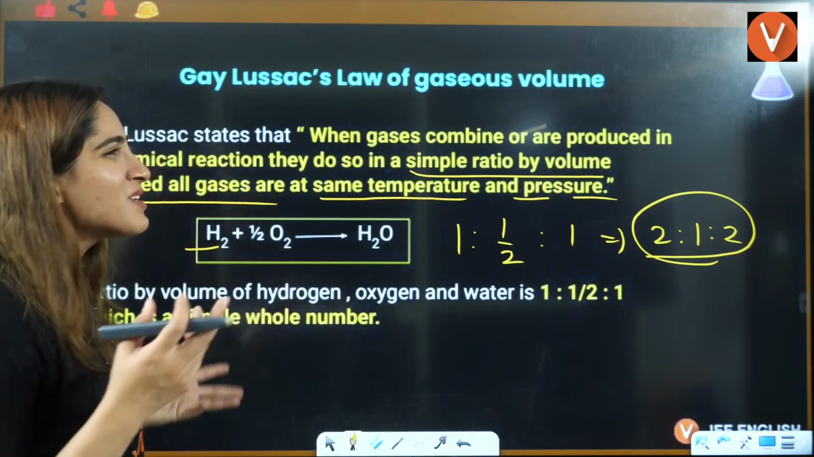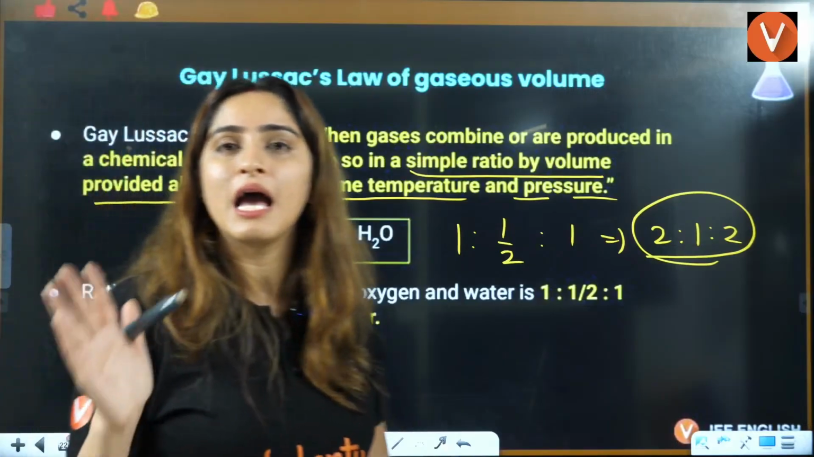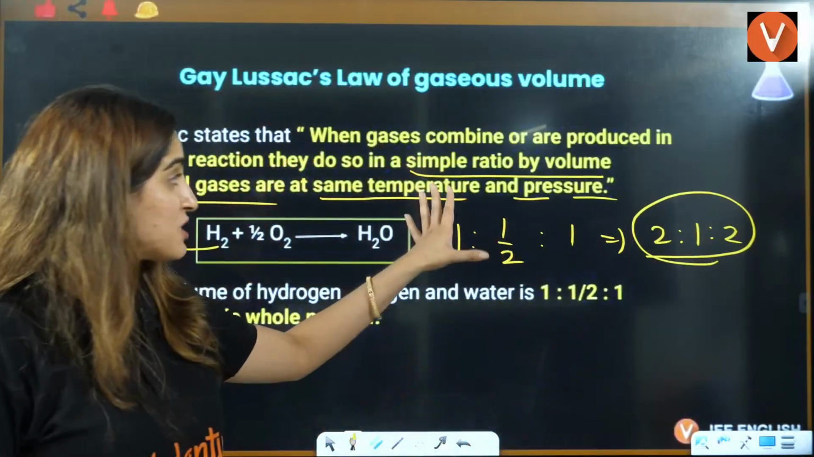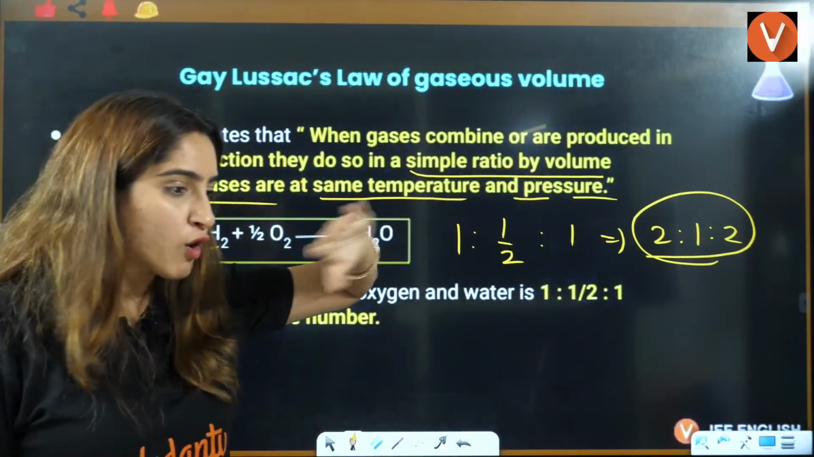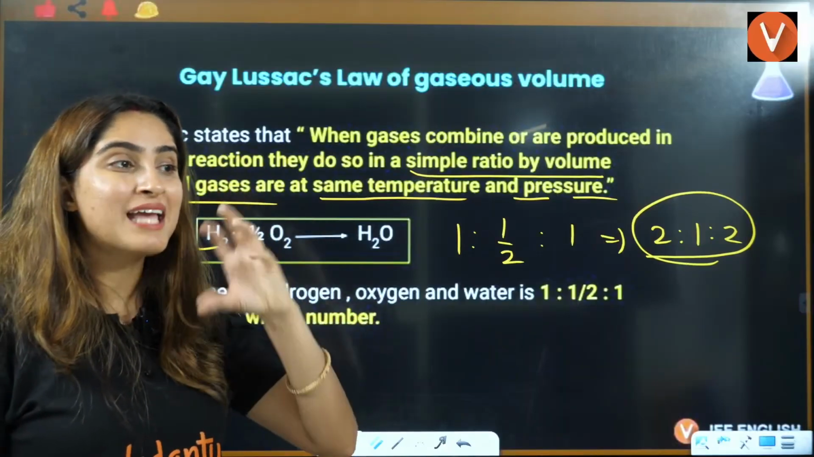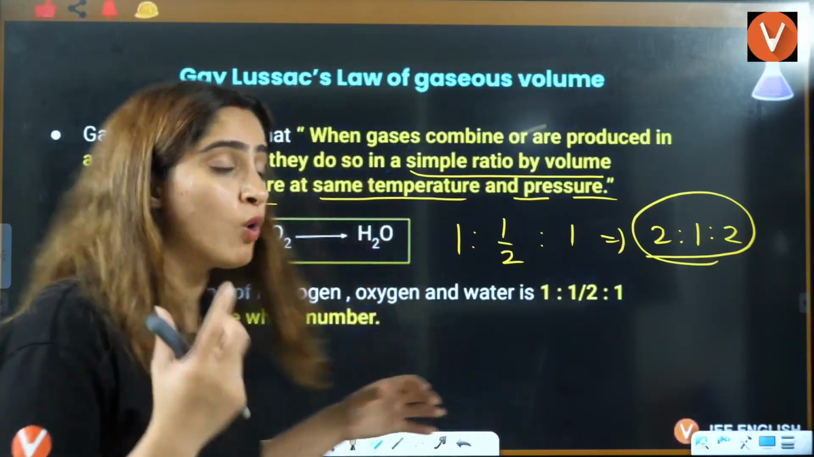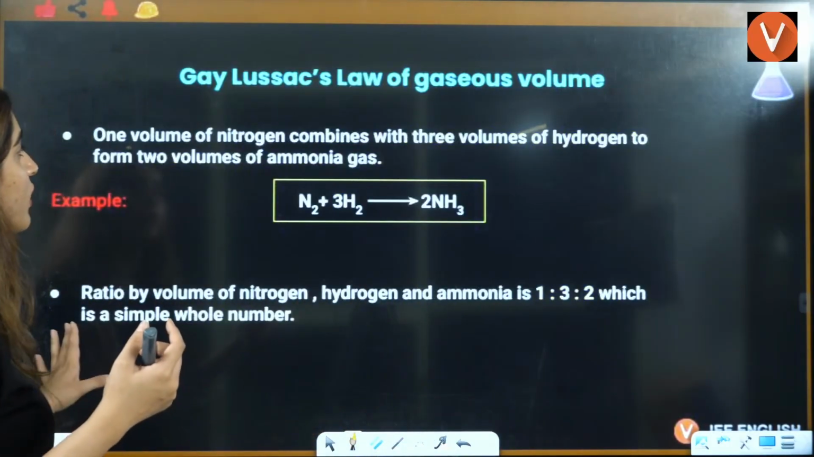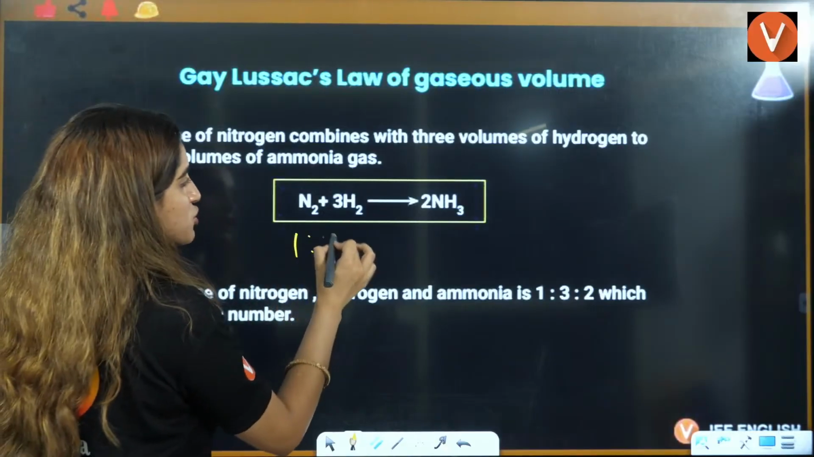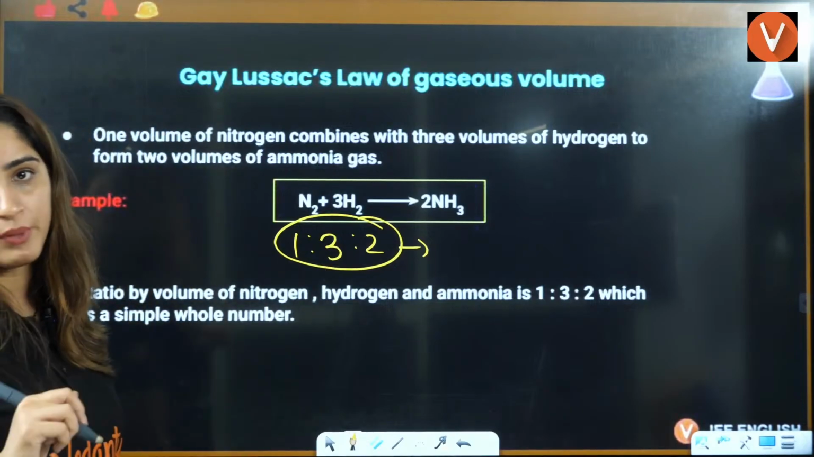This may seem very easy to you. What's the big deal in this, right? But thinking about this, if the pressure and temperature are constant, if you have not changed the pressure and temperature here, the gases will combine in a simple whole number ratio, right? Okay, you can see another example here. This is 1:3:2. That is also a simple whole number ratio, right?